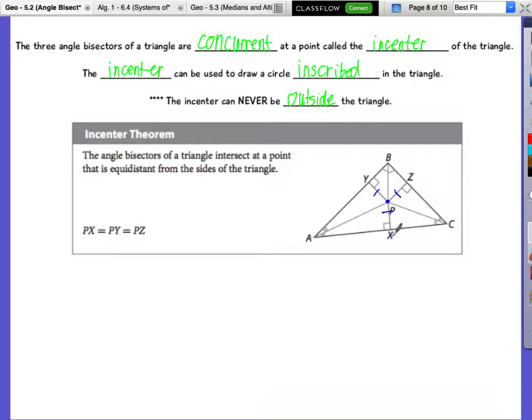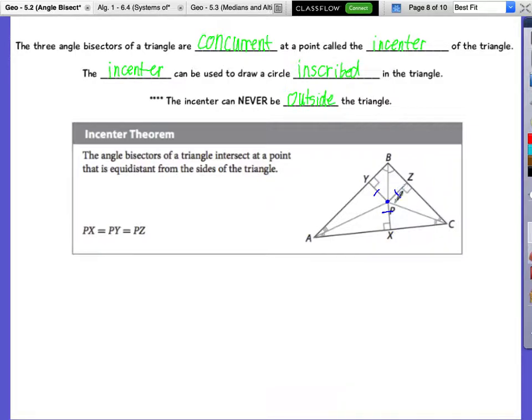Now, is PX a perpendicular bisector though? No, why not? It has a right angle, but is X right in the middle of AC? No. Is it even close? No. Is Y right in the middle of AB? No. Is Z in the middle of BC? No. So these don't have to be perpendicular bisectors. So don't be confused when you have three perpendicular lines drawn here. That is not a perpendicular bisector, because it's not in this case. We can see by these tick marks that we have three angle bisectors meeting, and this is an incenter.